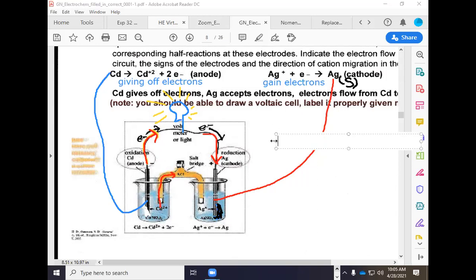I see. The ions give off the push or the nudge for the electrons to move. No, the electromotive force. Remember in the little video, it said there's this electromotive force. Okay, so to answer your question, cadmium wants to give off electrons and silver wants to gain electrons.